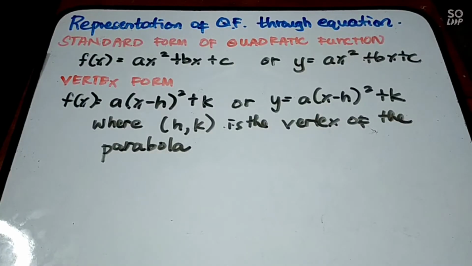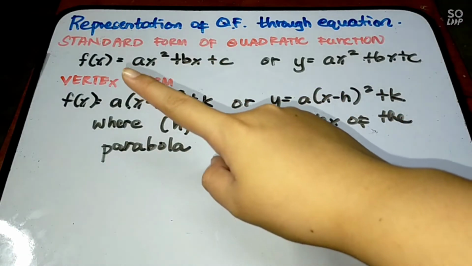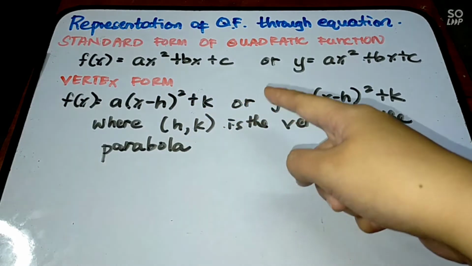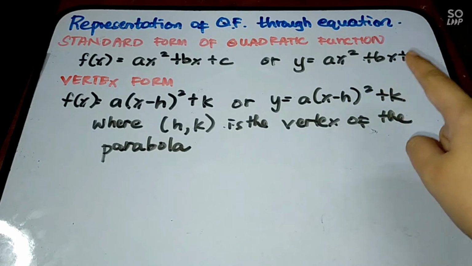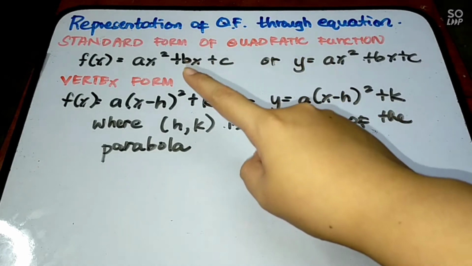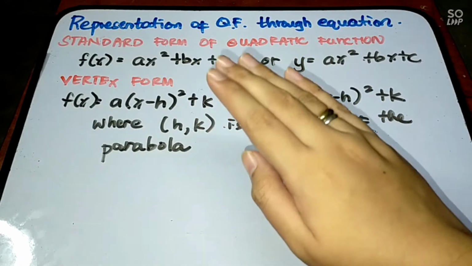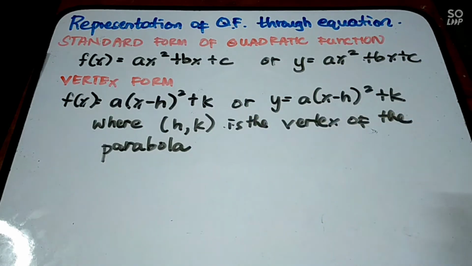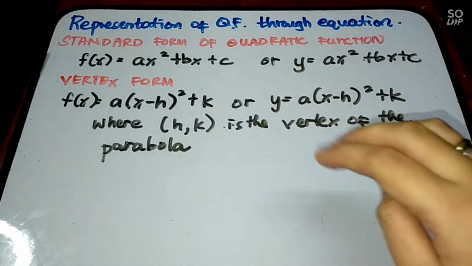The representation of quadratic functions through equations are the following. The first one, we have the standard form of quadratic function. It is defined by f of x is equal to ax squared plus bx plus c, or y is equal to ax squared plus bx plus c. As you can see, ang standard form niya, ang pinaka-highest exponent niya is 2. So, kapag ang highest exponent niya is 2, therefore, we have a quadratic function. Is it clear?